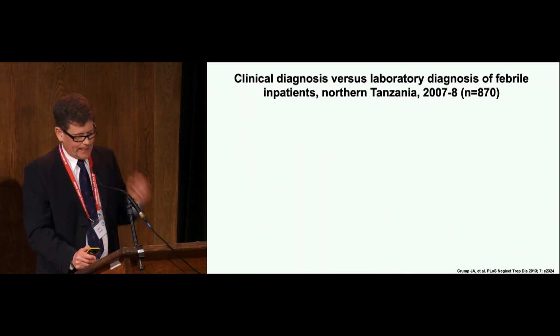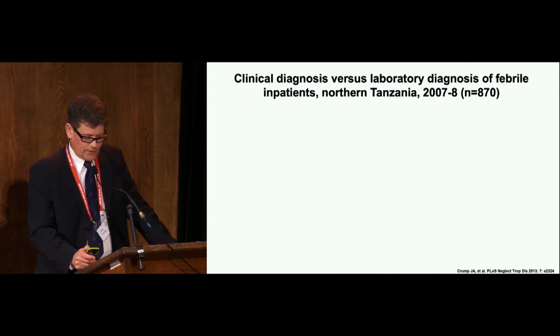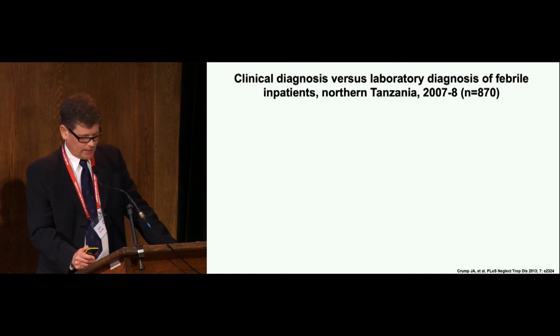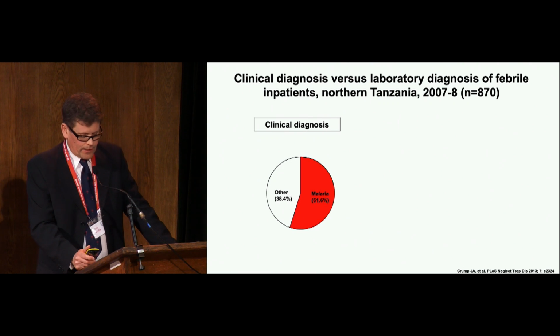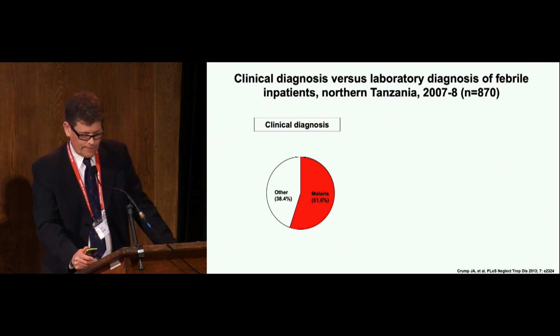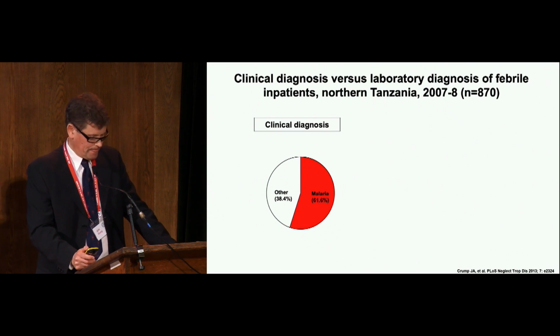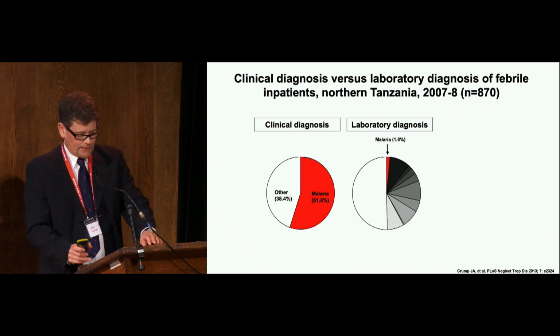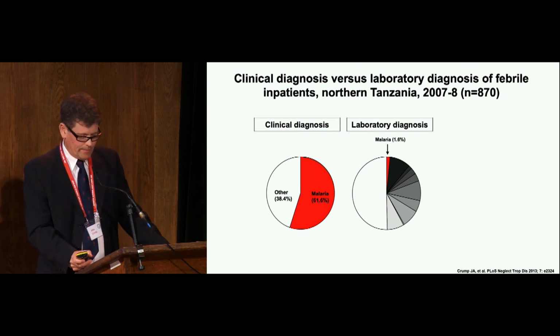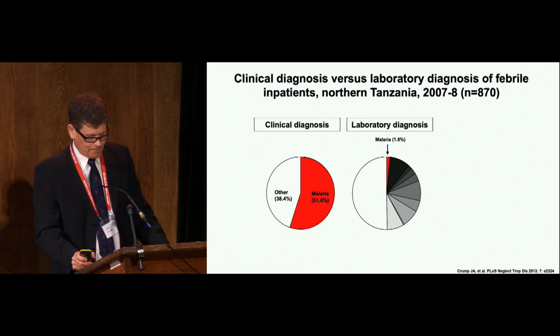We carefully studied 870 hospital admissions using diagnostic methods at national and international reference laboratories. We found that healthcare workers clinically diagnosed and treated almost 2/3 of admissions with fever as malaria, shown in red. But using blood smear and malaria rapid diagnostic tests, we found that actually only about 1.6% of patients actually had malaria, also shown in red.